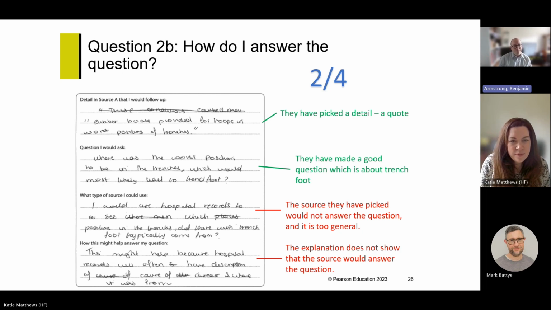So it starts really well. They've picked out a quote. Remember, this question again is about the problem of trench foot. And they've picked out rubber boots provided for troops in the worst positions of trenches. Great, there's a mark. And then they've come up with a good question. Where was the worst position to be in the trenches, which would be most likely to lead to trench foot? Another example, what's really interesting is their question is completely different to the one you saw on the last answer. So we're not looking for a specific question, we're just looking for a question.